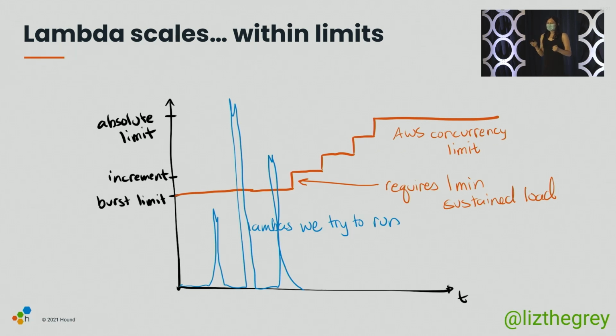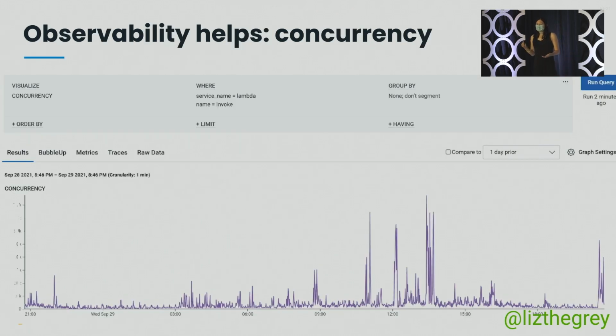OK, so that's kind of the first problem, which is that if your workload is spiky and not sustained, AWS Lambda has no idea how to handle it out of the box. So we were able to see this behavior because we were able to see how many concurrently executing Lambdas we have, and how does this interact pathologically with that requirement to use all of your concurrency for 1 minute before they give you more concurrency.